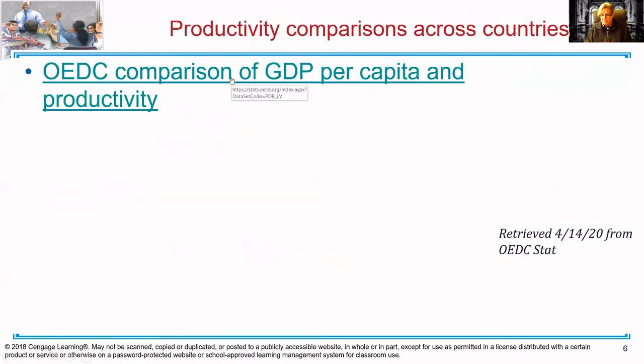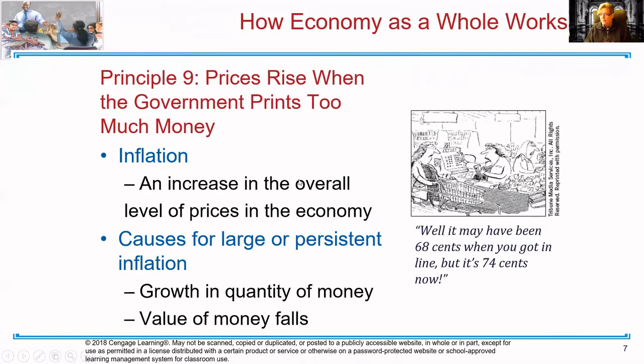If you want to look specifically at countries and a comparison of productivity, you can go ahead and click on here. This is from the OECD, which is the economic data comparison source that we look at, and it's from the statistical models that we have.